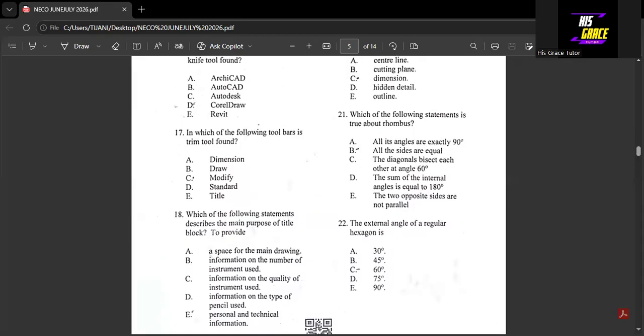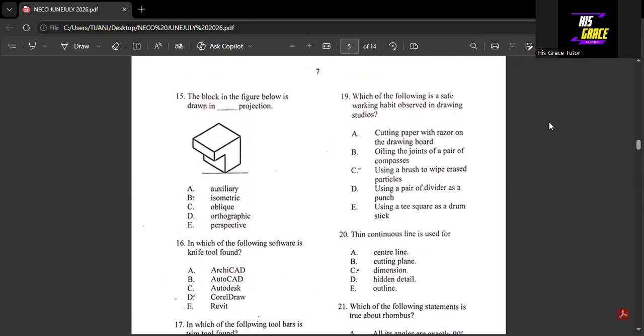Let's go and look at question 19. Question 19 says which of the following is a safe working habit observed in the drawing studio?